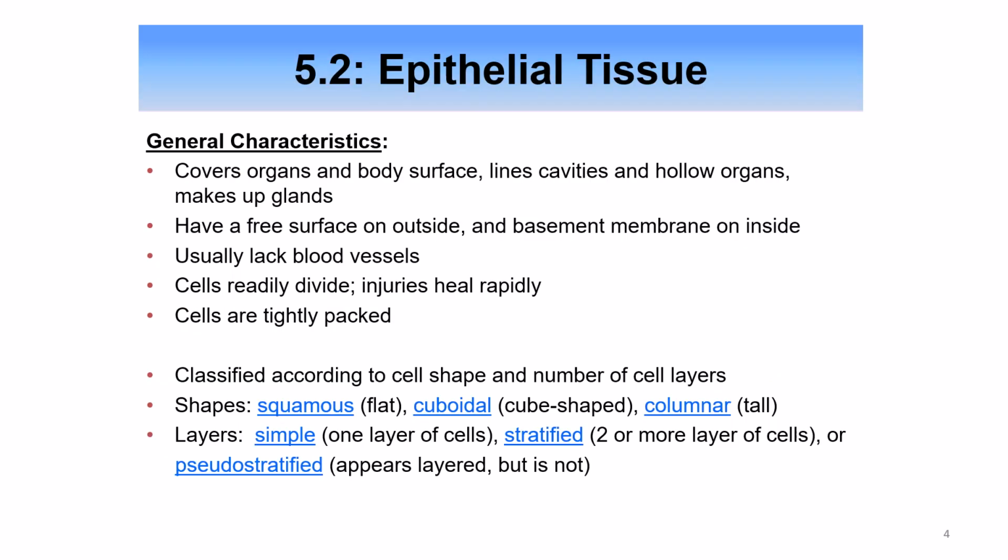We're going to start with the epithelial tissues. Epithelial tissues cover our organs, body surfaces, lining the cavities. They also make up our glands. They have a free surface on the outside, basement membrane on the inside.